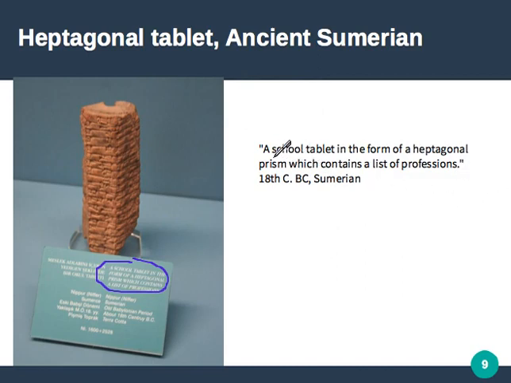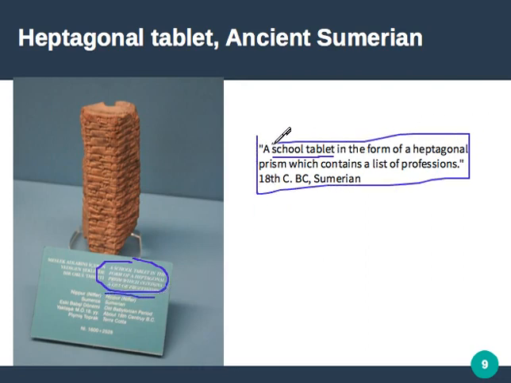A school tablet. I have no idea. I tried to research more about this example, but I found the picture and found it very interesting, so I decided to put it here in the video, but I couldn't get much more information except what is said there in the legend. So you can research what it means. I don't know why they have them in heptagonal form. They liked 7 sides, I guess. And they're tablets.